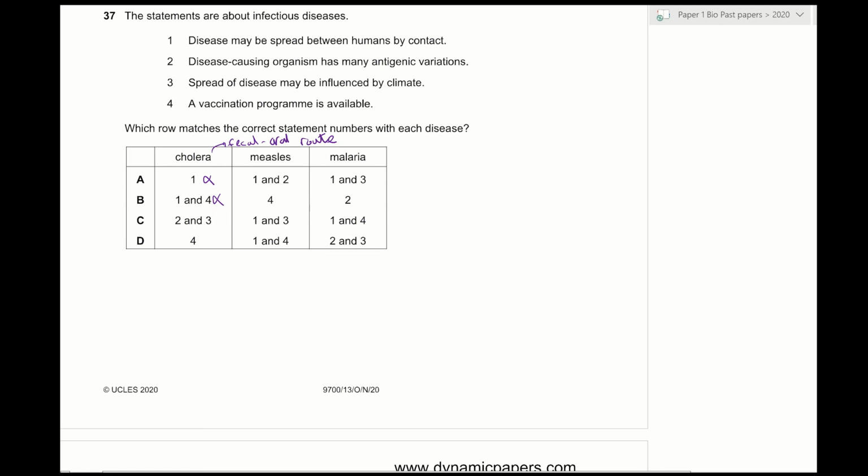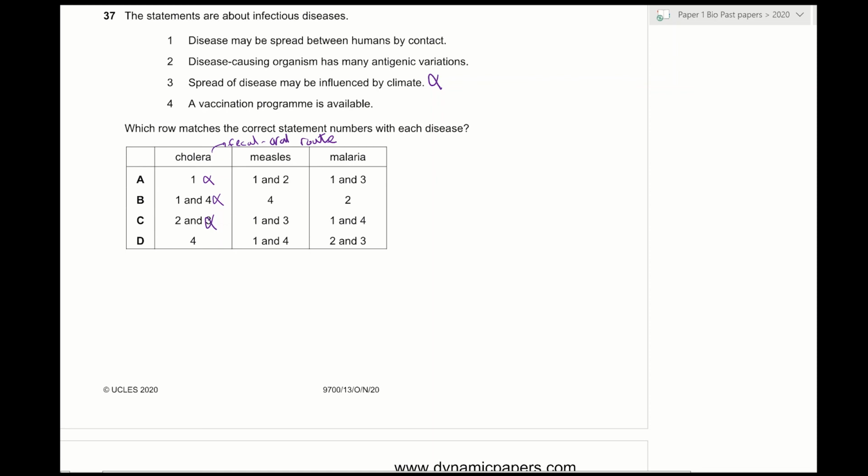Then 2 and 3. Disease-causing organisms have many antigenic variations. This might be correct and might not. We're not certain of this information. 3, spread of disease may be influenced by climate. This is actually incorrect. The only disease that is influenced by climate is malaria, because it has an insect vector, which is the female Anopheles. Therefore, 3 is also incorrect.